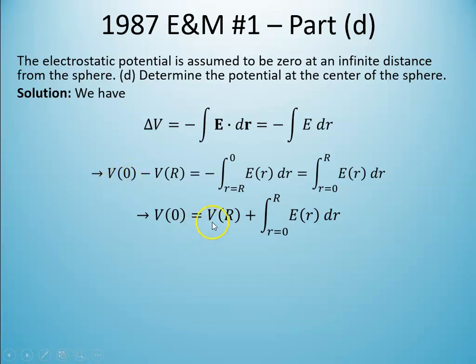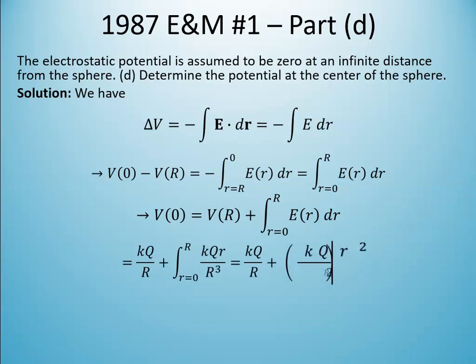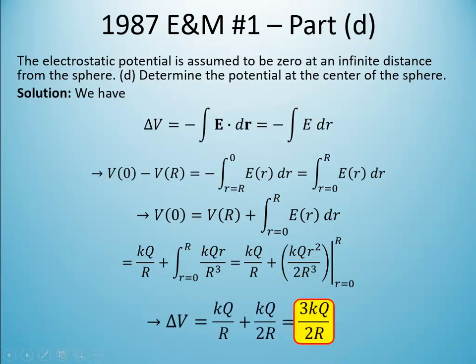So that's equal to the potential at the surface plus the integral from r equals 0 to big R of E of r dr. Well, we know what E of r dr is. That's what we calculated in part B. So we plug that in, and upon integration, this becomes a little r squared over 2. And plugging in those integration bounds, we get this result.